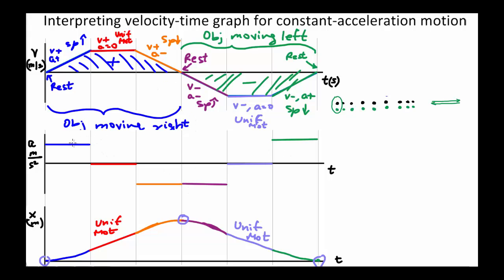I can have positive acceleration with the object speeding up. I can have positive acceleration with the object slowing down. So the biggest takeaway from here is that the acceleration graph by itself does not give us much information about the motion. We got to put it in the context of what's the velocity as well.